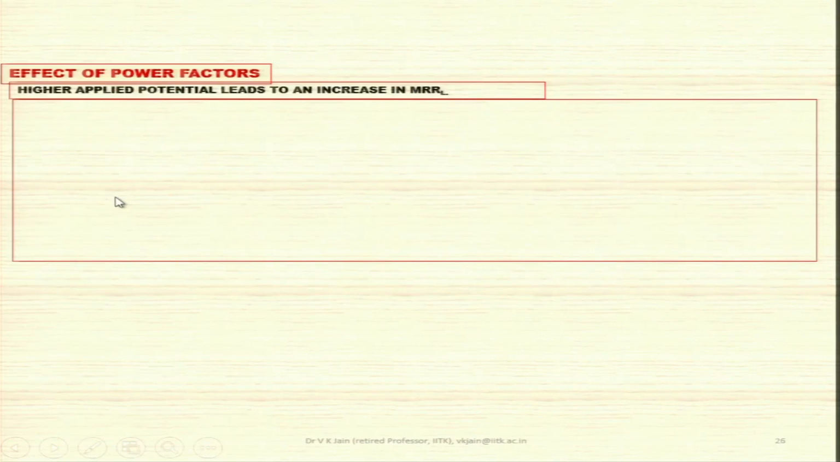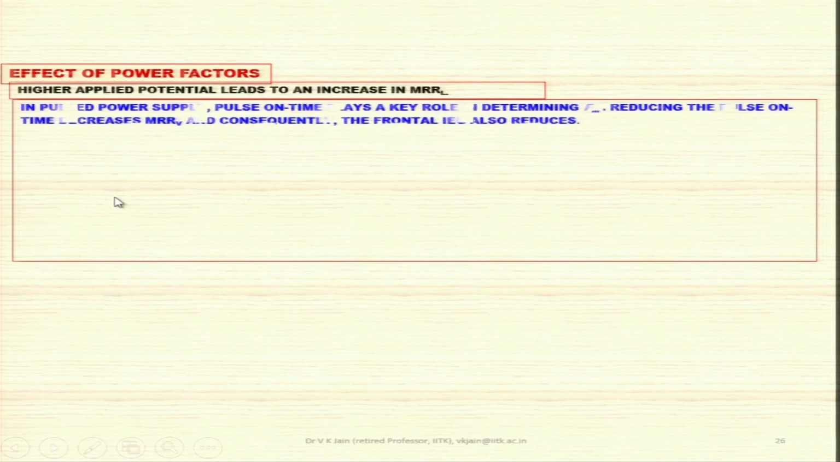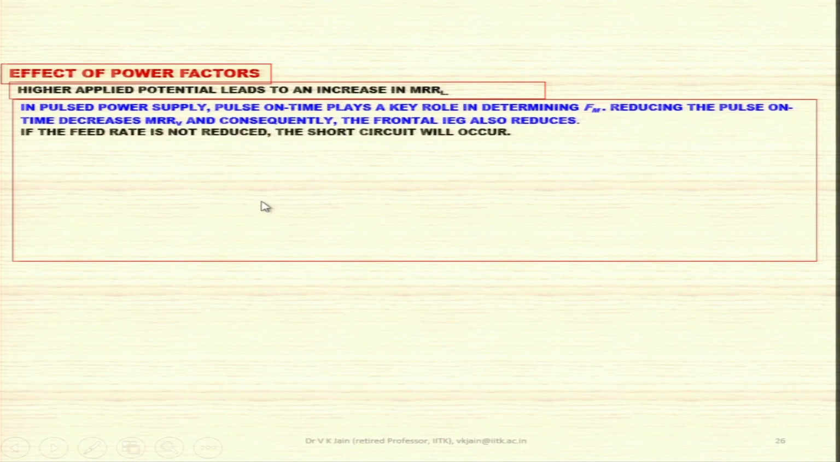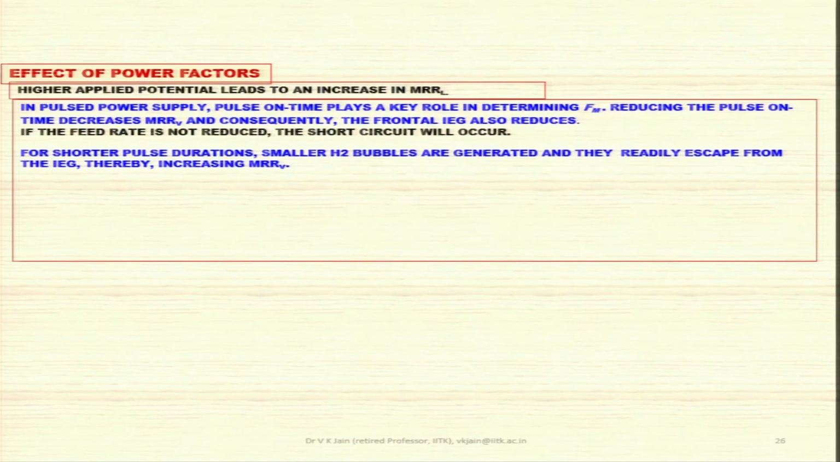Effect of power factors: higher applied potential leads to an increase in material removal rate. It may be linear material removal rate or volumetric material removal rate. In pulsed power supply, pulse on time plays a key role in determining feed rate. Reducing the pulse on time decreases the volumetric material removal rate. Consequently, the frontal inter-electrode gap also reduces, and if the feed rate is not reduced, a short circuit will occur, and this is not desirable at all.